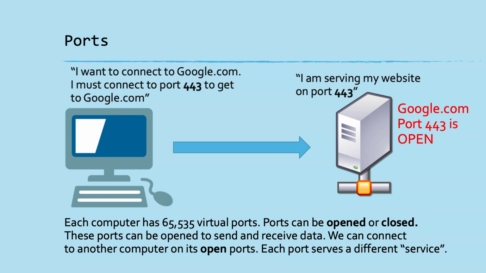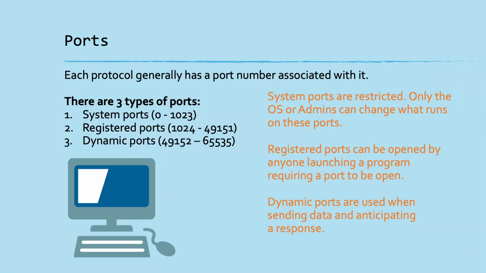Okay, and we'll get into more detail on this if this isn't making that much sense right now, but there are 3 different types of ports. System ports are from 0 to 1023. These are ports that are restricted. Unless you're an administrator on that computer, you generally can't change what's running on those ports. You would need sudo access or system access in order to change that.